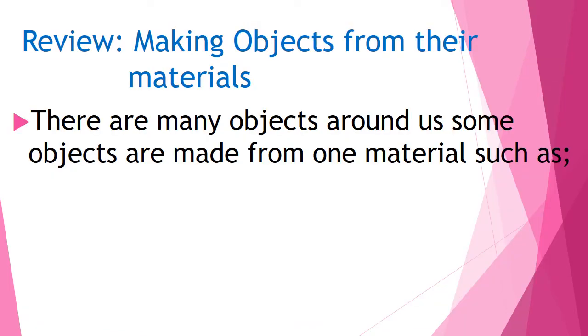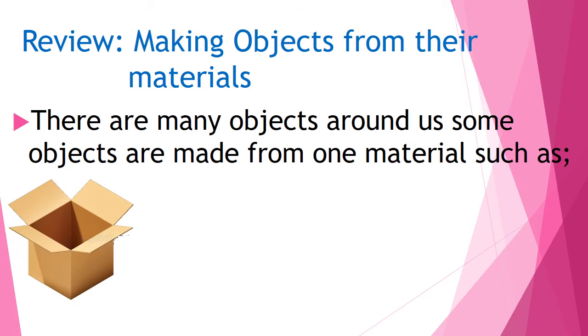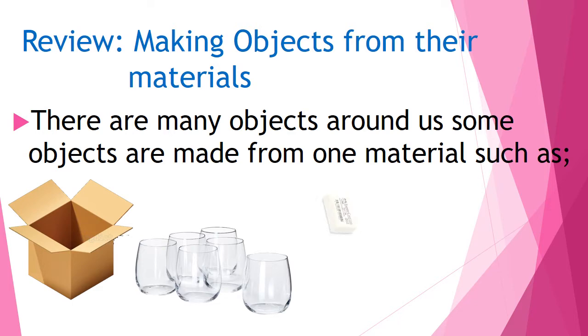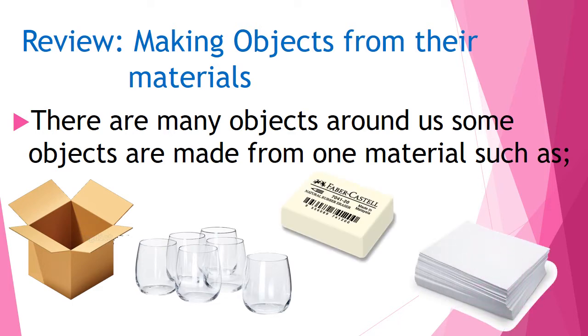Before we start with our new lesson, let's review about making objects from their materials. There are many objects around us. Some objects are made from one material, such as box, drinking glass, rubber eraser, paper. These products are made from only one material.